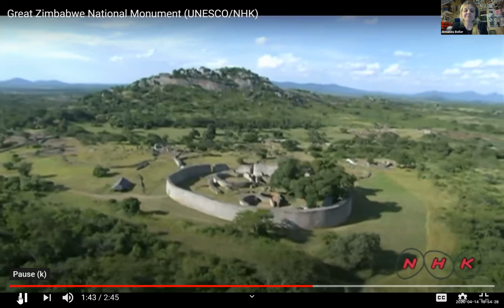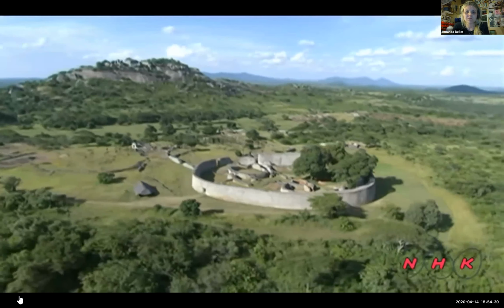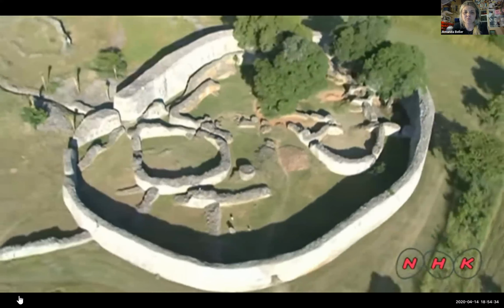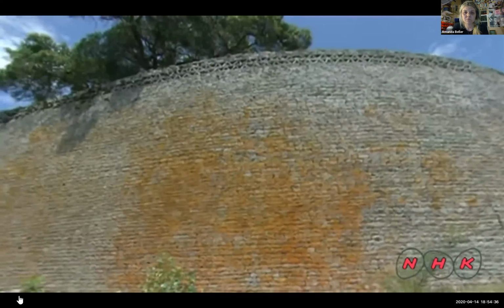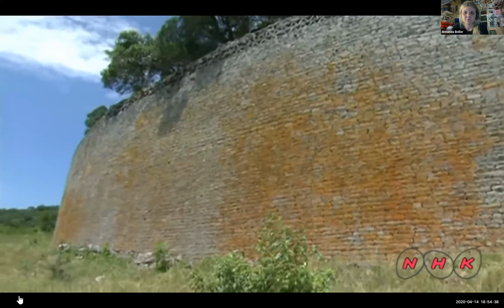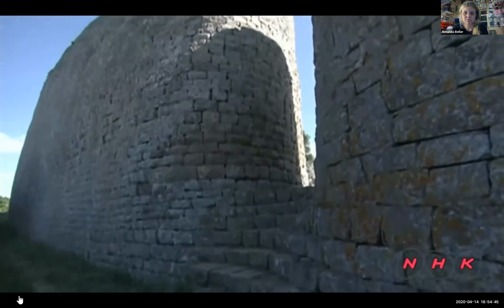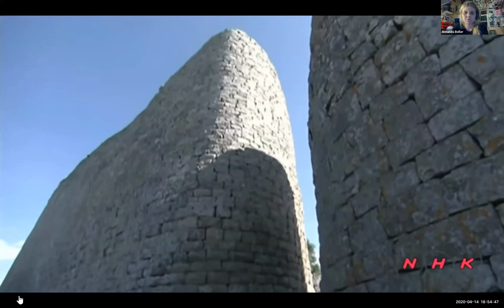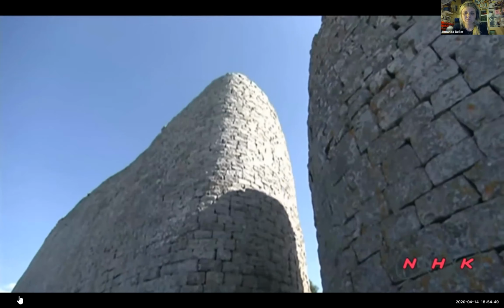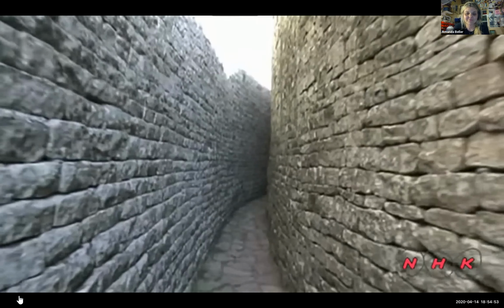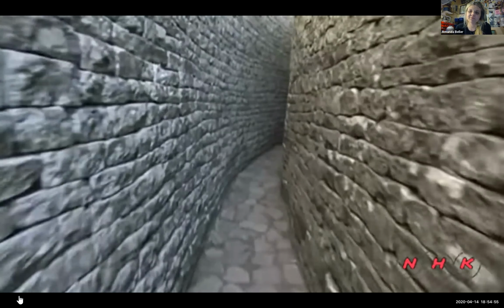Between the town and the Royal Hill is a circular monument made with stone bricks. It's known as the Great Enclosure. It's believed to be either the Queen's residence or a temple. Granite blocks were cut into the same size and stacked up from the ground. There are no straight lines or right angles. It was entirely built in curves. It shows that stone masonry techniques at the time were highly developed.